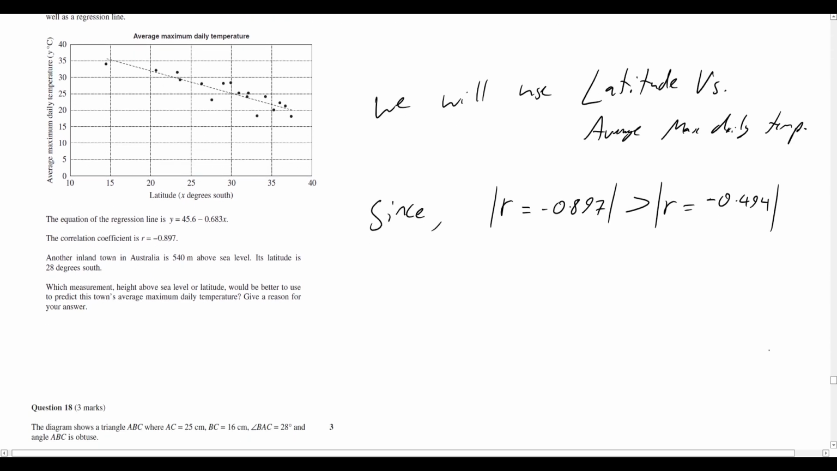And there we are. So that indicates that you know what's going on with the correlation coefficient. A stronger correlation means that it's going to be more accurate, and a stronger correlation is going to be represented by an absolute value that's closer to 1.